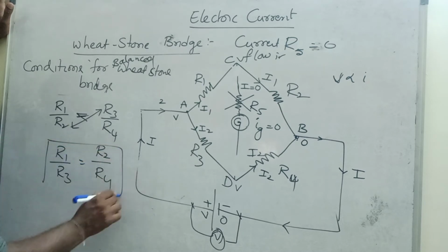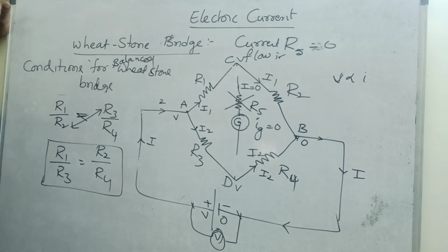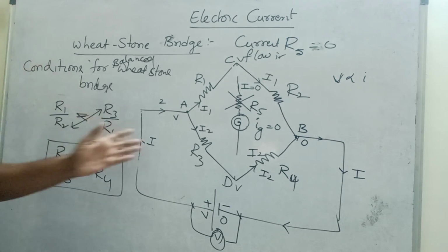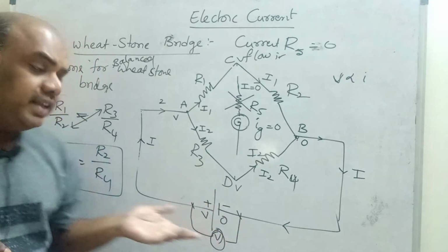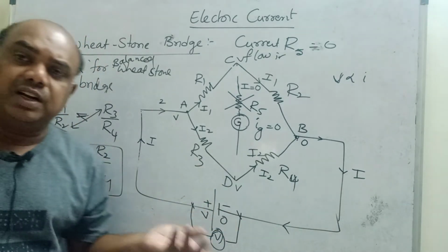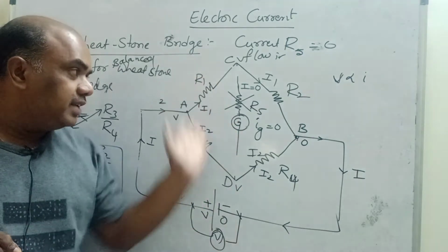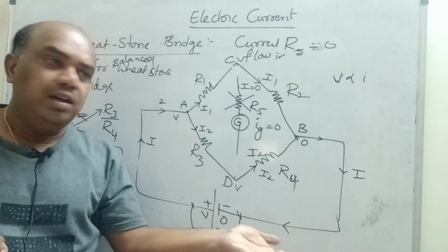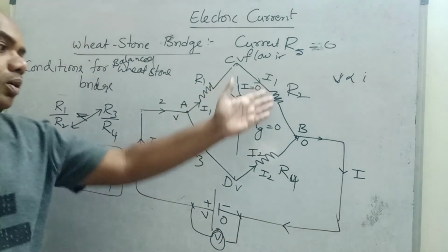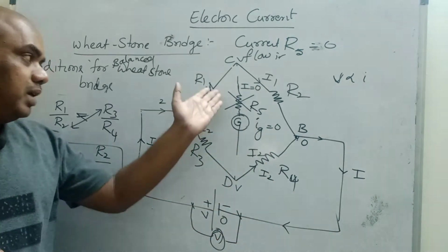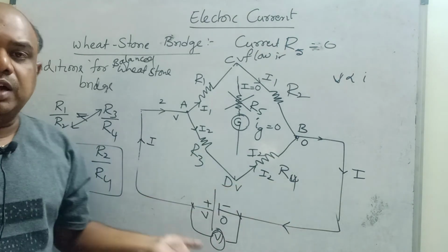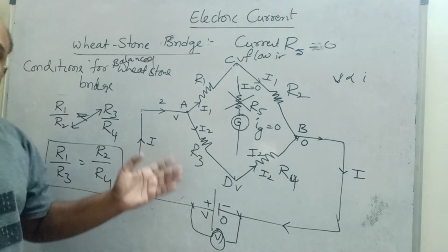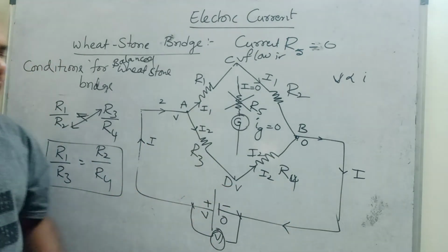If you apply this condition, you can find the resistance. If you know three resistors and the fourth resistor value you don't know, then you can easily find out the resistance of the third one or the fourth one. If you know these three, you can find this resistor easily by applying R1 by R3 is equal to R2 by R4, numerator by denominator equal to numerator by denominator. These three values you know, and by applying this you can find the resistance of the unknown resistor.